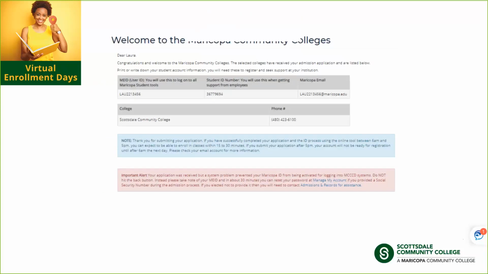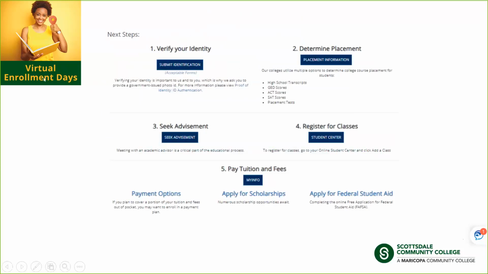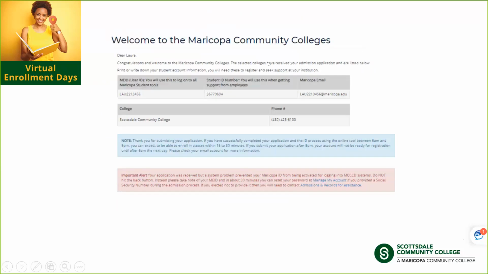After submitting your application, you will see this page that includes your MEID, which is your username you will use while you're a student at Maricopa Colleges. The MEID will be used to access your student account and also various learning management tools that you will need during your courses. You will also see your student ID number that is attached to your student account. When contacting admission and records and other areas within the college, the student ID number will be used by staff to identify who you are.